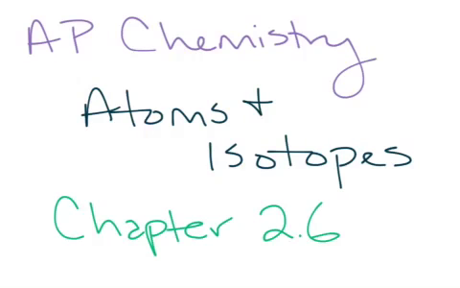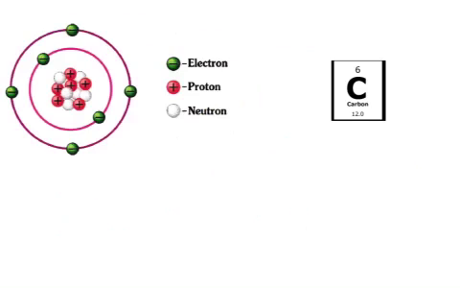Before we talk about how to calculate the average mass of an element, I thought maybe we should have a quick review of atoms and isotopes in general. So 3 basic parts. You have the protons, neutrons, and electrons. The center of the atom is called the nucleus, and that's where all of the mass is.